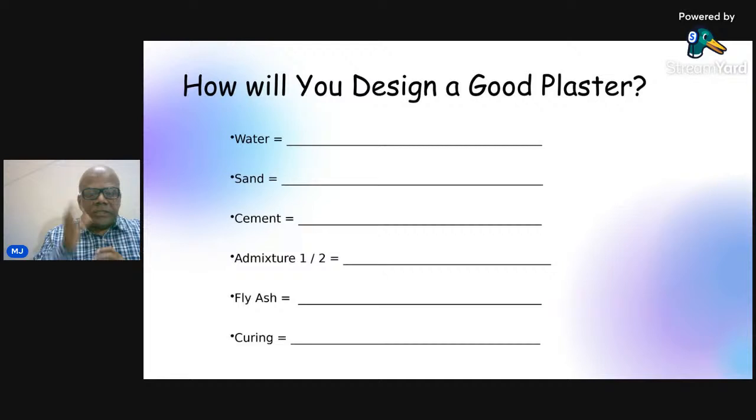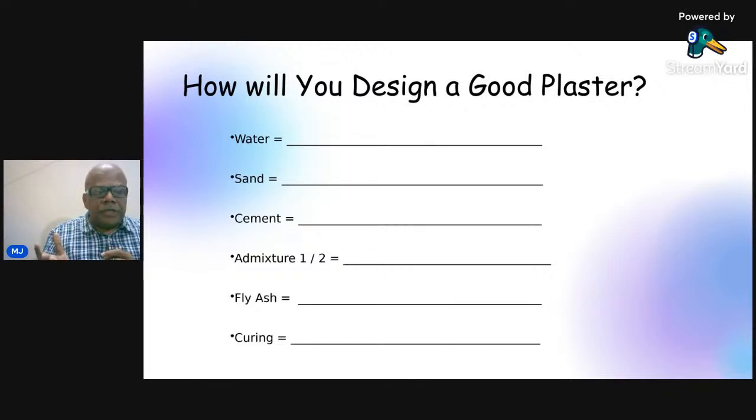So the answer first is water as less as possible. Sand should be as more as possible. So if you can do a 1:6 mix with the right amount of admixtures, probably polymer. If you don't want to use polymer on your site, fine, use a water reducing plasticizer, and then you are maintaining the strength. So typically, what is the strength you will need for your plaster? 8 to 10 Newton per mm square is fantastic, good enough.